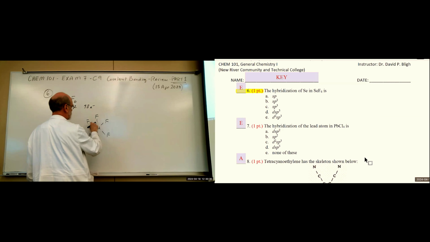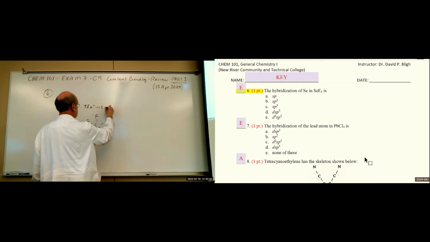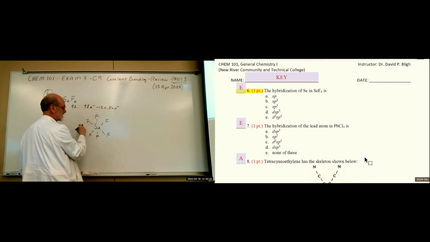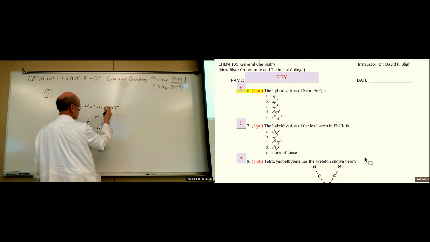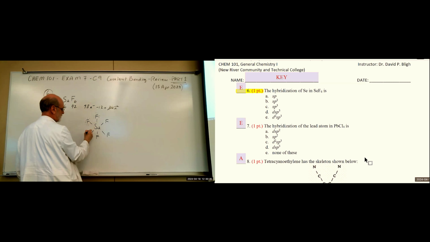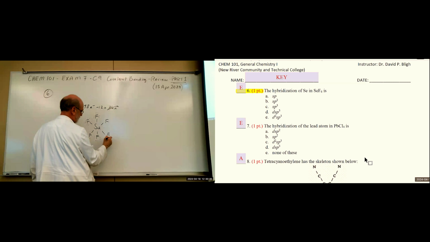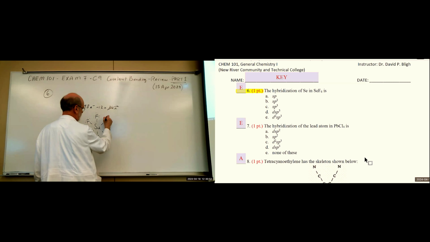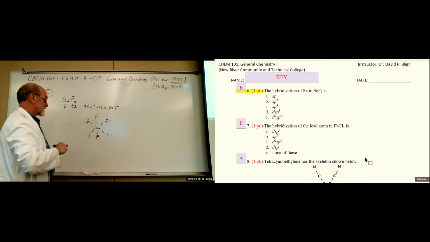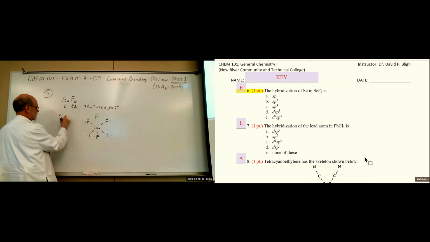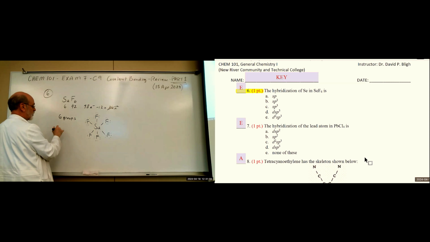2, 4, 6, 8, 10, 12. So that's 36 electrons left. If we put 6 more electrons around each fluorine to make the octet, 6 times 6 is 36. So we used them all up. There we go. Okay, so that means selenium has what? 6 groups around it. 6 groups is octahedral, and we need 6 hybrid orbitals.